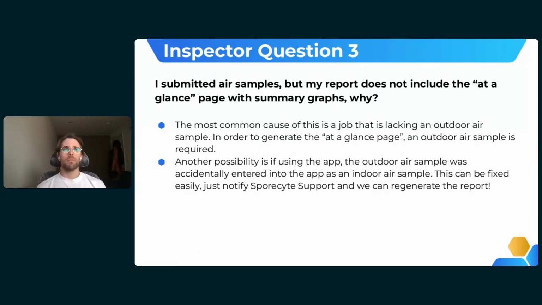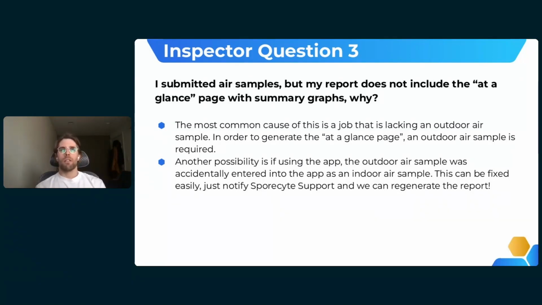Now, there is always a possibility that there is a mistake, whether on our part or your part, and that can be corrected. Perhaps you did send us an outdoor air sample, and that graph is not showing up. If you used our app and submitted the job, you may have accidentally listed that one as an indoor air sample instead of outdoor, so our system doesn't register it as an outdoor air sample. It's a really easy fix. You can do that in a matter of moments and issue a revised report.